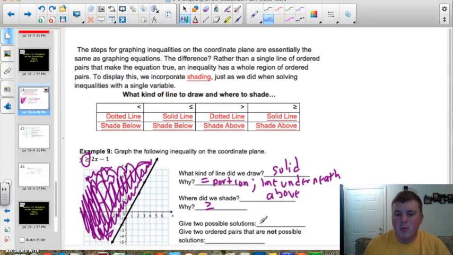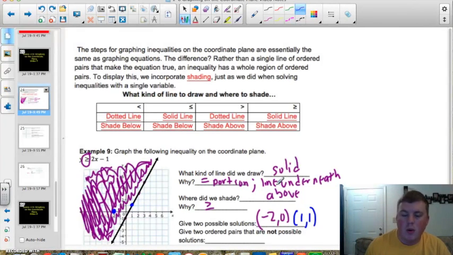So when we're asked for two possible solutions, we can pick any ordered pairs over here. Or since this is a solid line, we can take any ordered pair on the actual solid line. So just picking a couple points, if I went to (-2, 0), that would be in my shaded region right here. Now, since this is a solid line, I could also pick any point on this line. If it was dashed, it wouldn't work, but since it's solid, we can go ahead and pick from there. And so, for example, here, I could have (1, 1), and that would work.